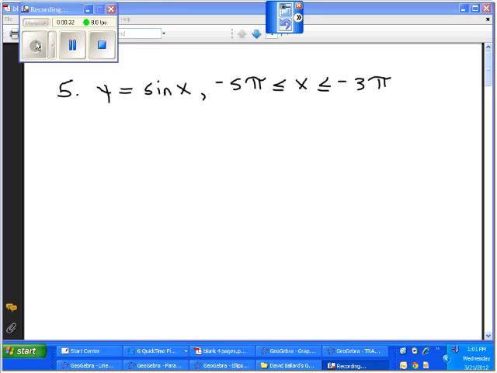Now, notice that from negative 5 pi to negative 3 pi is 2 pi. And so that's a complete cycle of the sine wave. What we don't know is, did we start at the beginning of a cycle or in the middle of a cycle, or where at in the cycle? So as we think about this problem, there's two different ways that we might think about it.